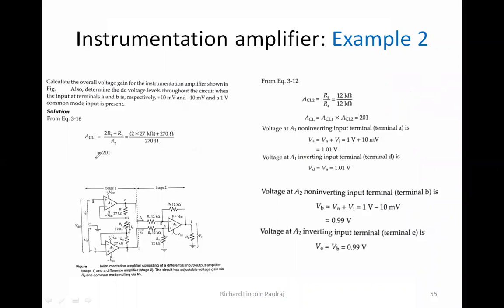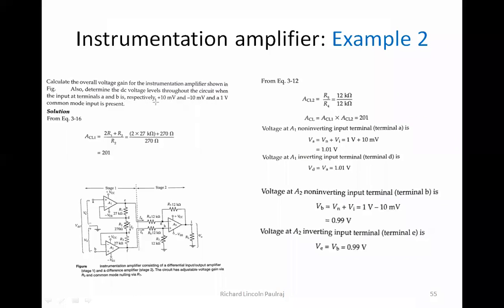So the important formula here is going to be ACL. Remember, we just discussed it: 2 times R1 plus R2, divided by R2. So this is the main formula whenever we talk about gain, right? Now let's extract data from the question. Calculate the overall gain for the instrumentation amplifier shown in the figure here. Also determine the DC voltage levels throughout the circuit when the input at terminals A and B is respectively plus and minus 10 millivolts.